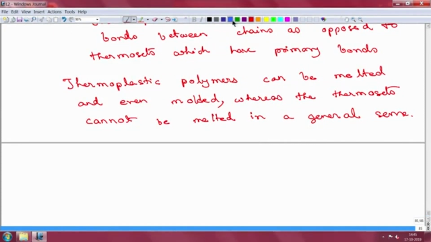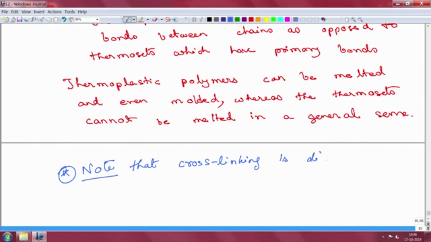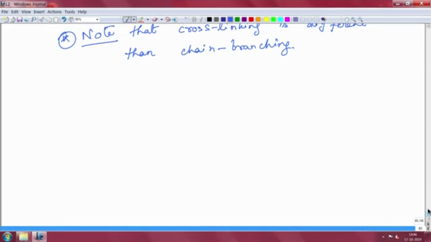And you want to note that cross linking is different than chain branching. Because in a chain branching situation, the branches are supposed to be small. So, let us contrast one more time these two.